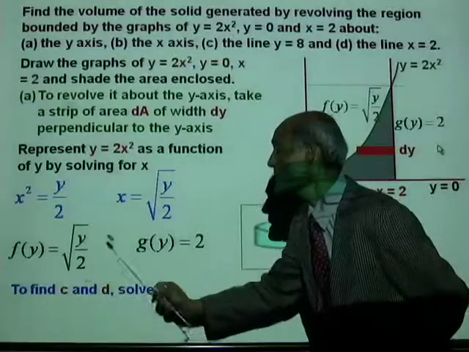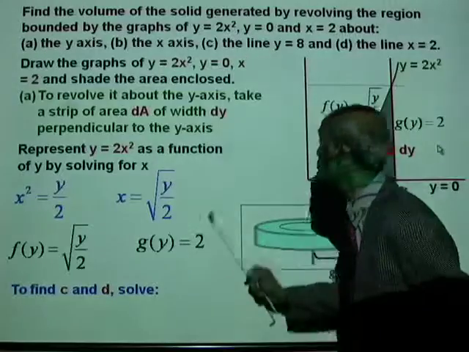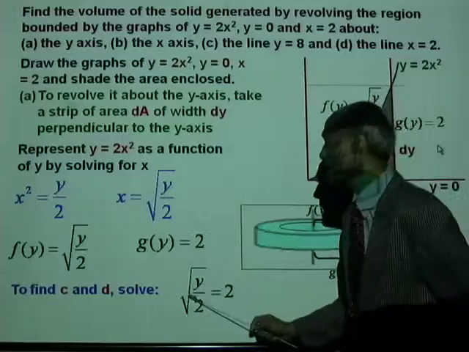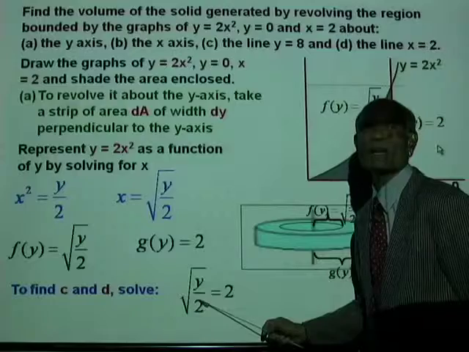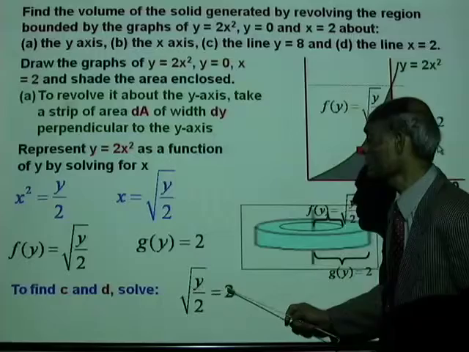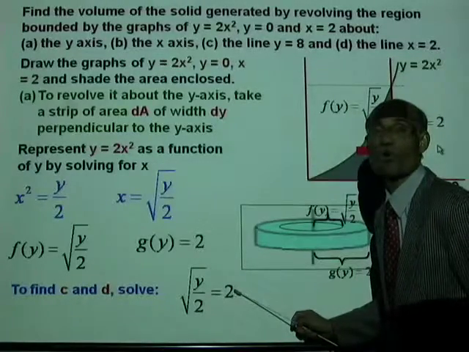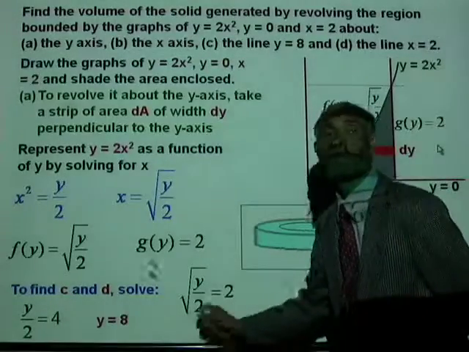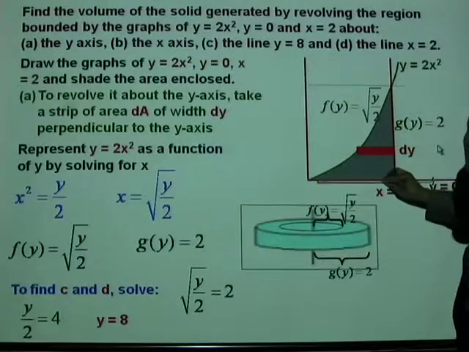So to find c and d, what do we do? We solve f of y equal to g of y. Can you solve and tell me what the value of y is here? Square root y over 2 equal to 2. Square both sides, you get y over 2 equal to 4, or y equal to 8. That's right. So this is y equal to 8, and this is y equal to 0.